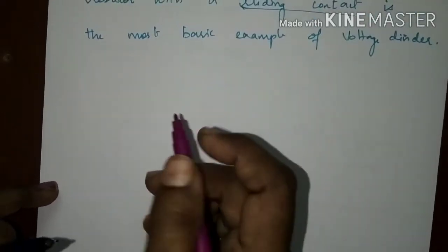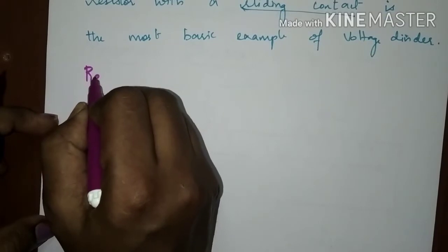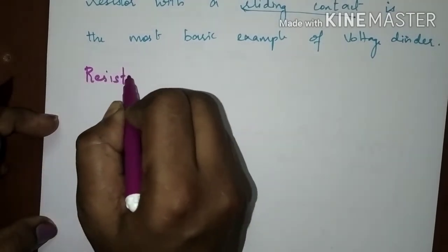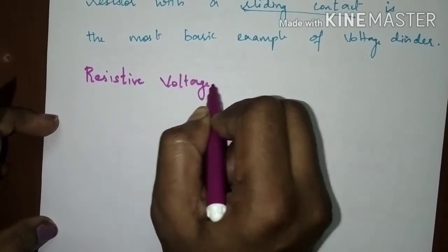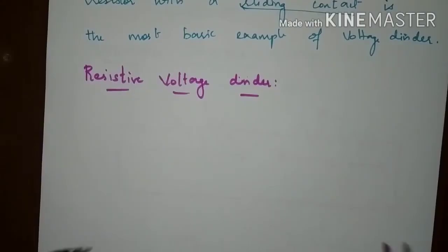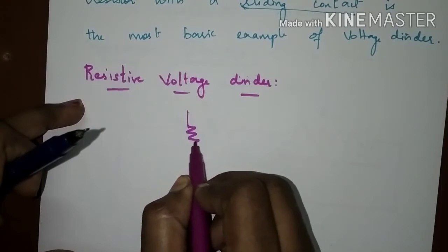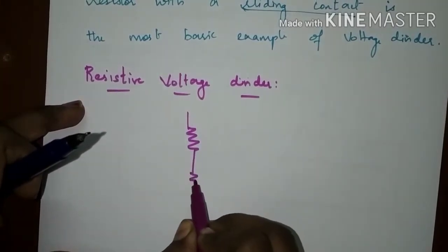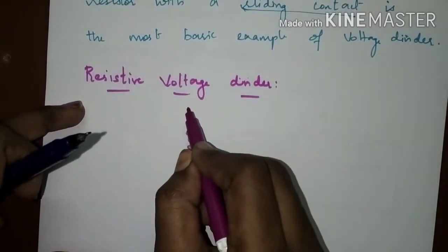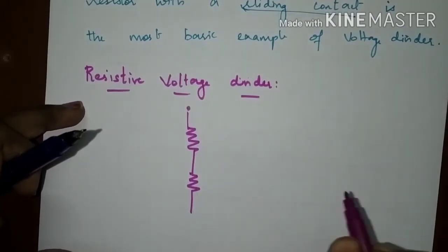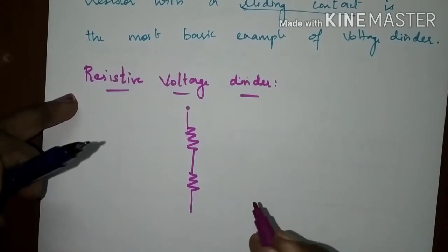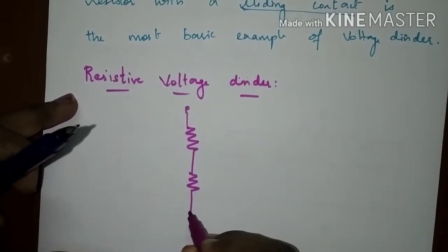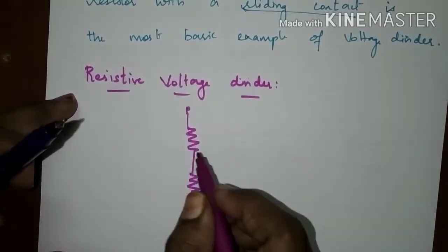The basic voltage divider or potential divider can be represented by using a circuit of resistors. A resistive voltage divider can be represented by using resistors connected in series. There are many voltage dividers. We can use a series of inductances to represent the voltage divider, or we can use capacitance also, but the basic voltage divider can be represented by using resistance only.